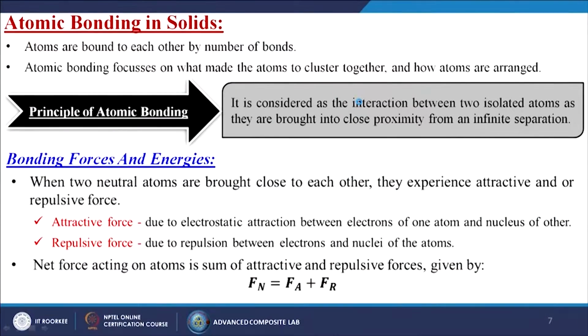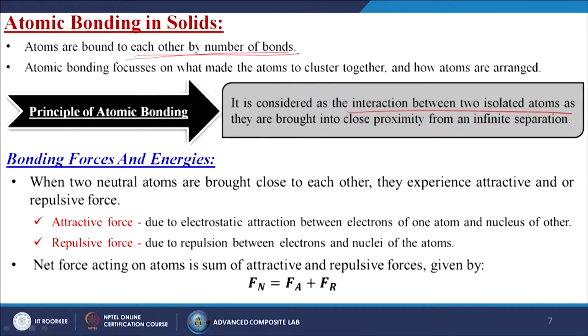Now, what is atomic bonding in solids? Atoms are bound to each other by a number of bonds, as we already know. Atomic bonding focuses on what makes atoms cluster together and how atoms are arranged. As I told already, we have so many atoms, so there should be some bonding, no? Then only the atoms can come close together and give compact shapes.